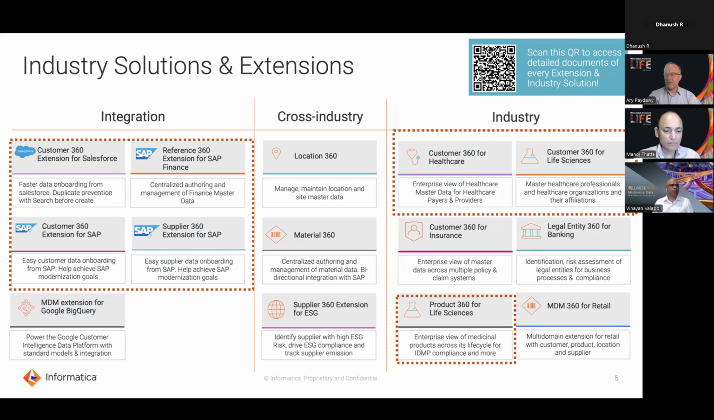So if you look on the right-hand side, in life science, we have a solution where you can manage your healthcare providers, the payees, and HCOs and HCPs. We have package solutions for legal entities, and the one we're going to be talking about more specifically is the Product 360 for life science, which is really the IDMP, identification of medicinal product.